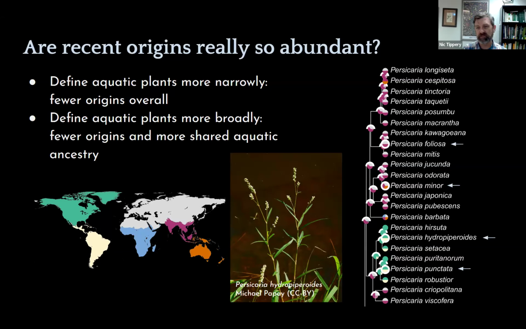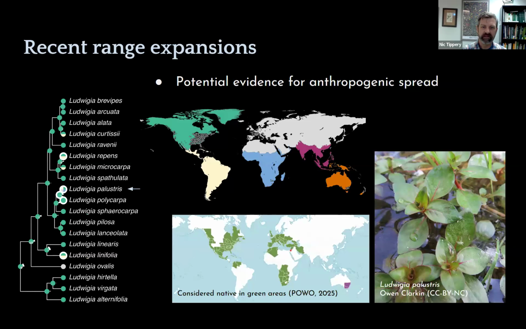Another way to look at that is you could also define these more narrowly. So you could be more inclusive or less inclusive, and either one of those would give you fewer origins as a reconstruction. So I think this is a lot of what we're seeing with that many origins at the present. Some of these are evidence for potentially reevaluating the native status of some species. So this is a species that is related to a lot of North American species, but itself is found much more widespread in the world.